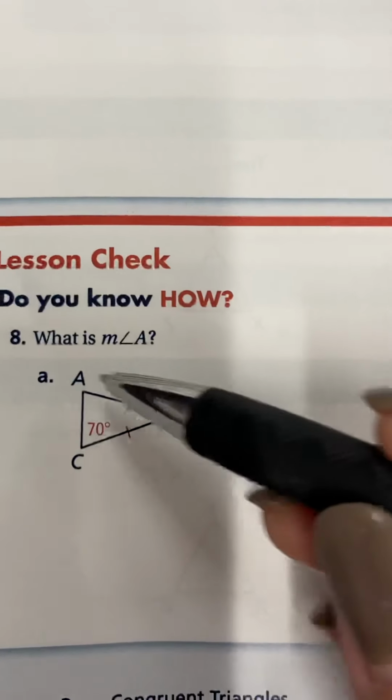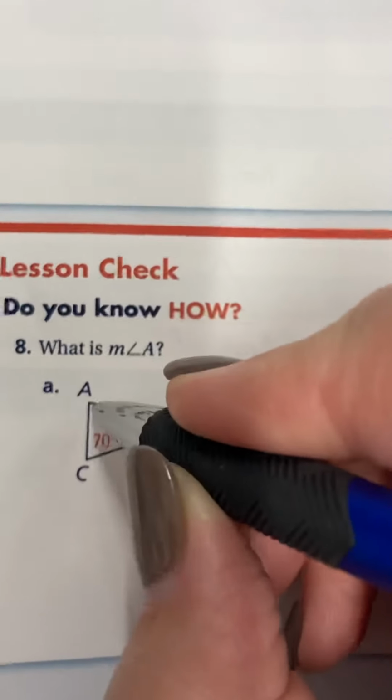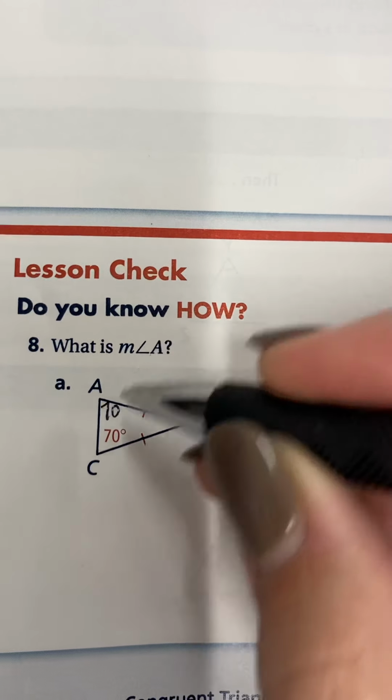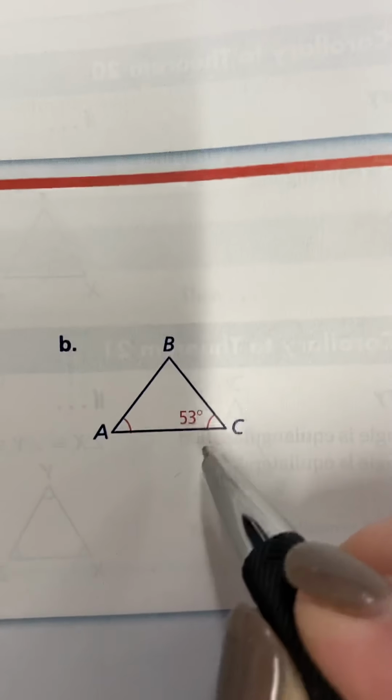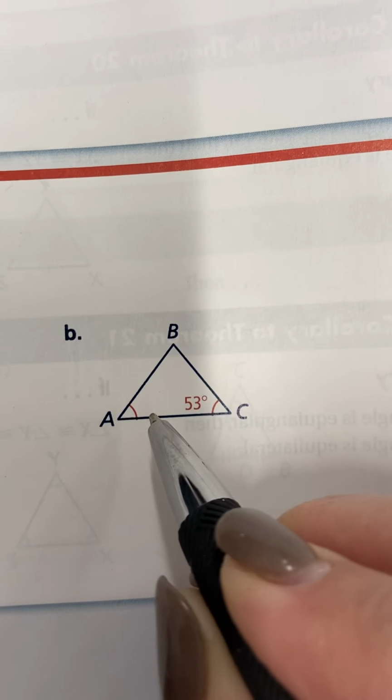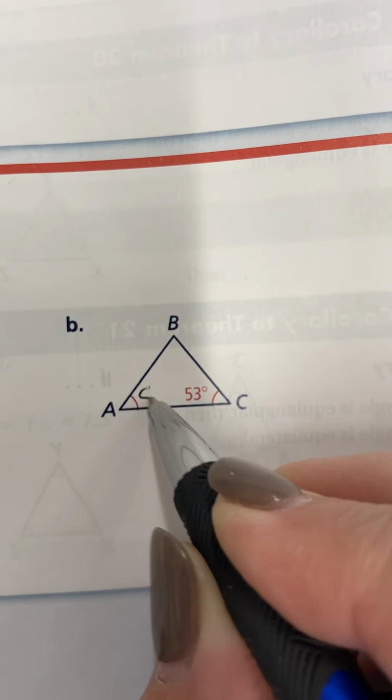Let's go through some of the lesson check here. You see an isosceles triangle, so you know you have two congruent angles. Find those at 70 and 70. It wants to know what is the measure of angle A. There you go. What is the measure of angle A here? If that's 53, this obviously has to be 53. Okay, that seemed pretty easy.